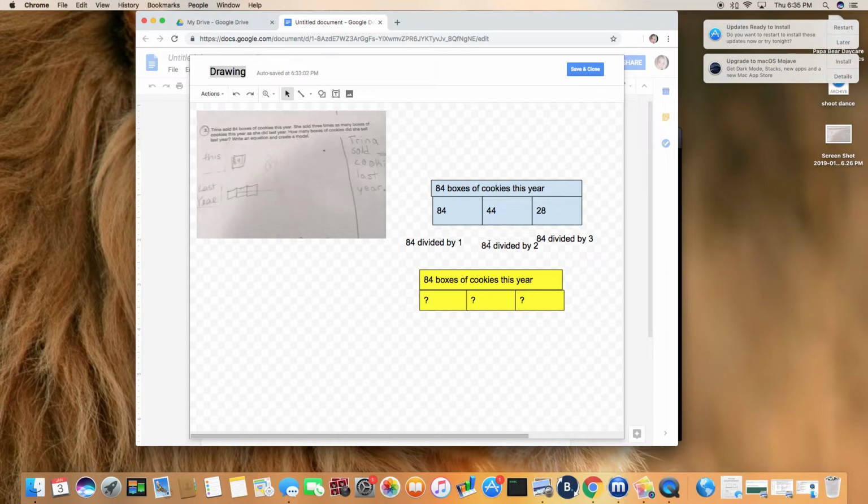The second box, 84 divided by 2, which gives us 42. And the third box, 84 divided by 3, which gives us 28. What that really is saying is that last year, she sold 28 boxes of cookies.